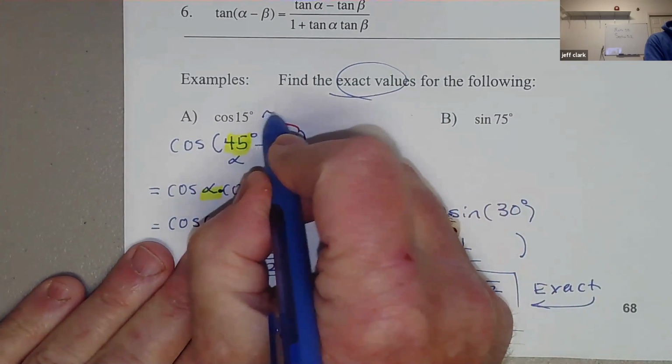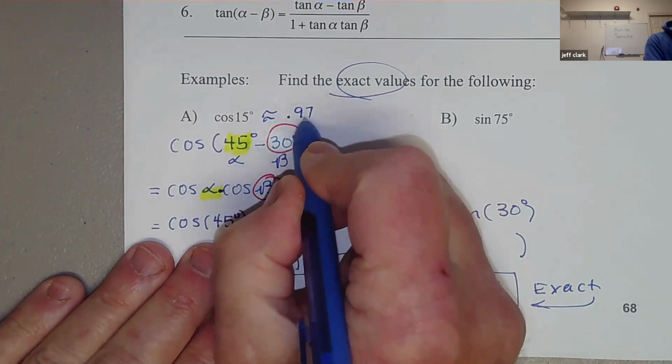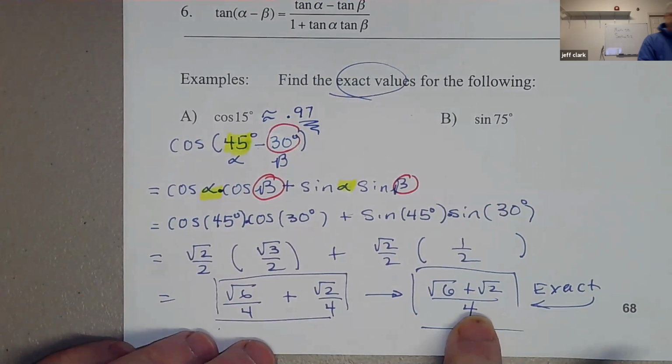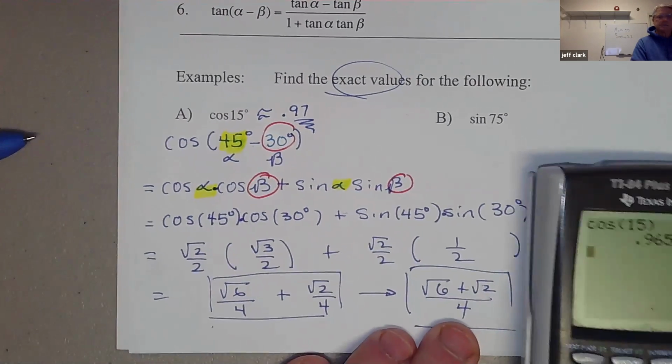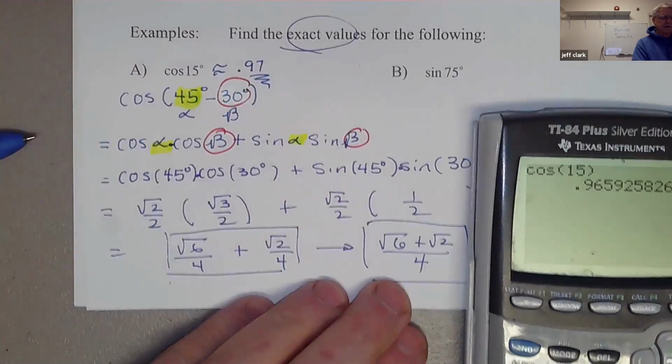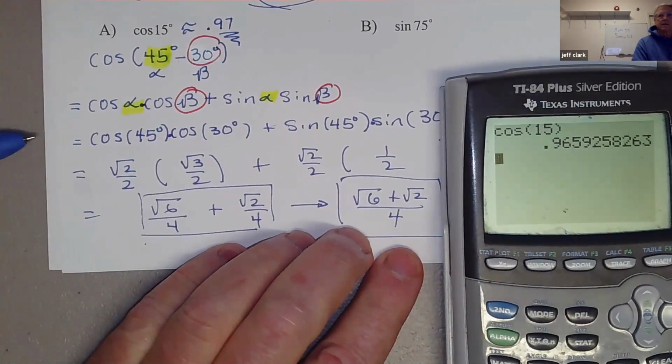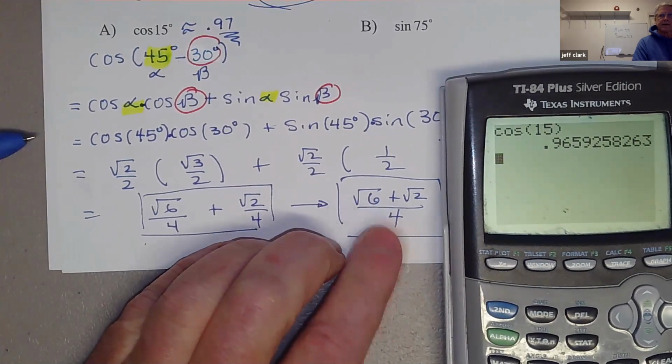Right here. Now, if I put this in my calculator, it should also give me 0.97. So I'm going to put this in my calculator and see if I get the same 0.97.